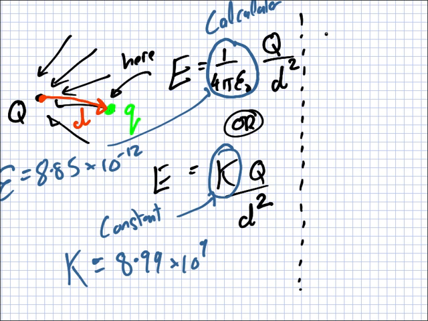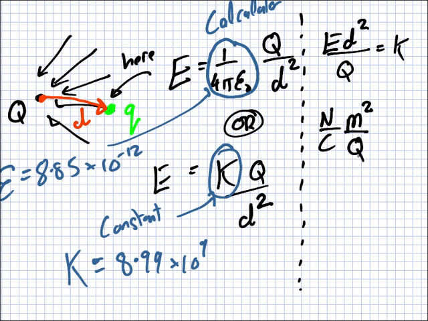Okay, look. I want to guess. No, don't. E d squared, look, Ben. E d squared over q equals k. E is newtons per coulomb. D is meter squared. And q is coulombs. So there you go. The unit is Newton meter squared per coulomb.